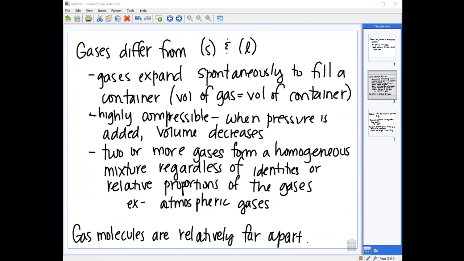The second thing is that, kind of the opposite, they're also highly compressible. So if they can expand, they can also be compressed. So gases are highly compressible. When pressure is added, volume decreases.